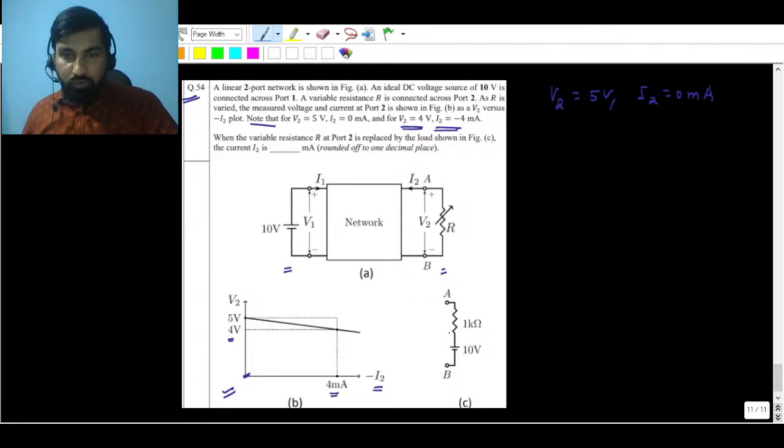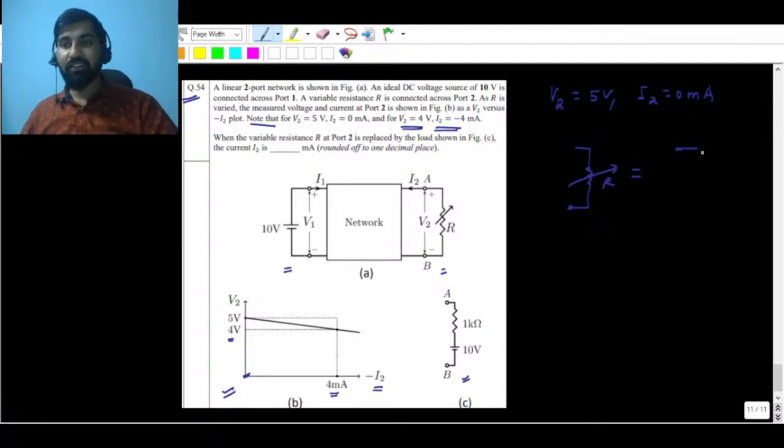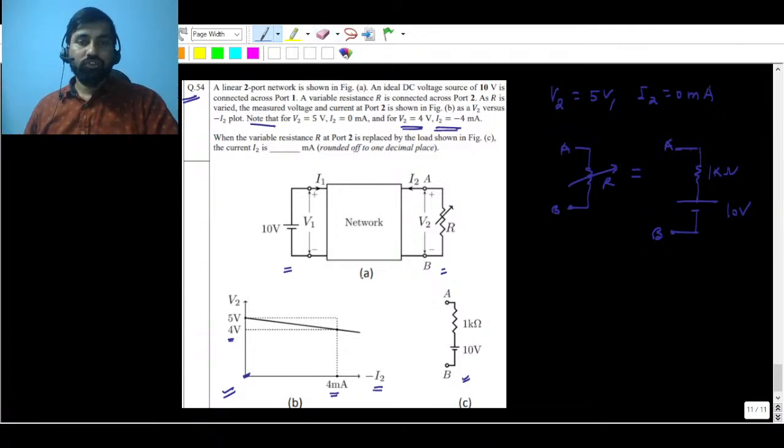When the variable resistance R at port 2 is replaced by the load shown in figure C, between A and B, with 1k ohm along with a battery of 10 volt. This is A and B now; earlier this was A and B. So what will be the current I2 in milliampere, rounded off to one decimal place? You have to find that.